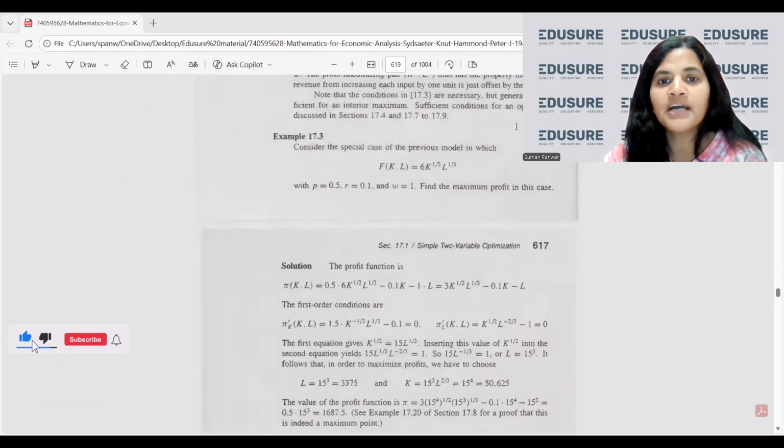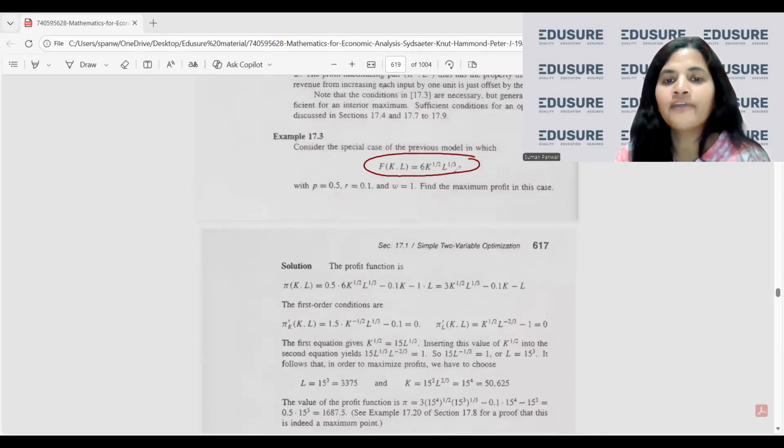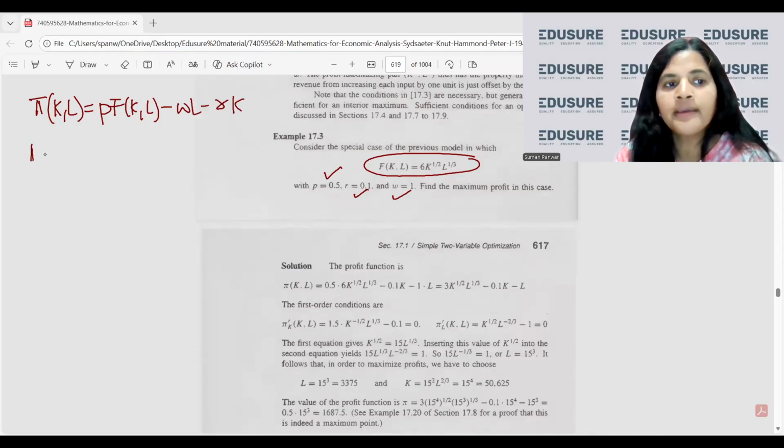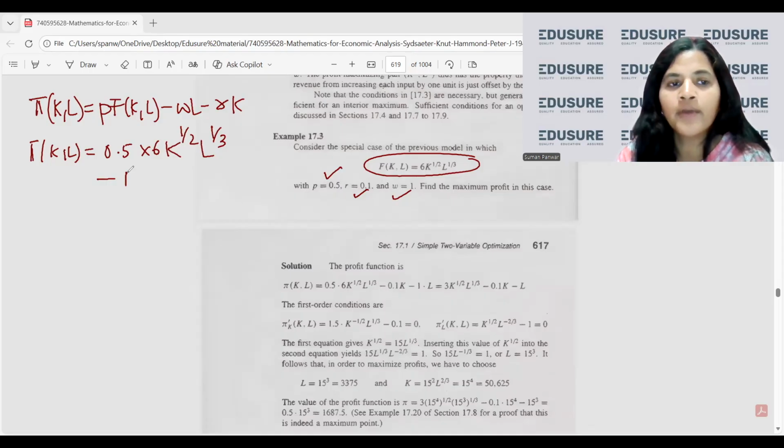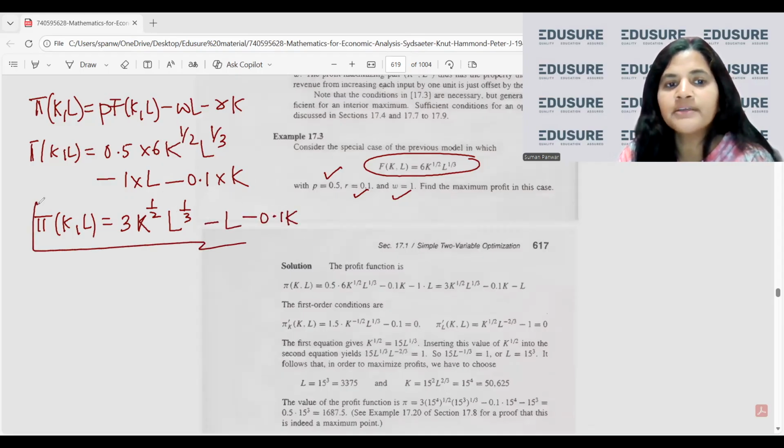So consider a special case of the previous model. Now my production function is F(K,L) equals 6 K power half L power 1 by 3. So now this is my P, this is my R, this is my W. My profit function will be P into F(K,L) minus WL minus RK. So pi(K,L) will now be P, which is 0.5, into 6 K power half L power 1 by 3, minus W, which is 1, into L, and minus R, which is 0.1, into K. So pi(K,L) is equal to 3 K power half L power 1 by 3 minus L minus 0.1 K. This is my representation.